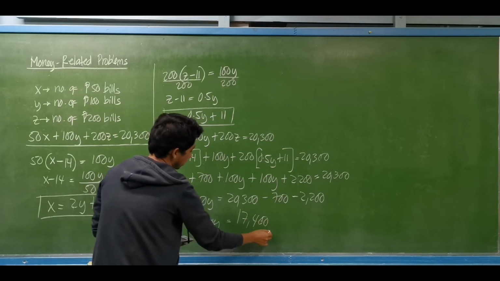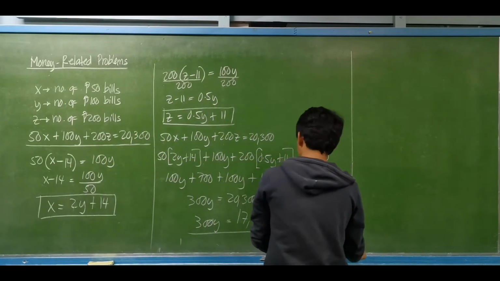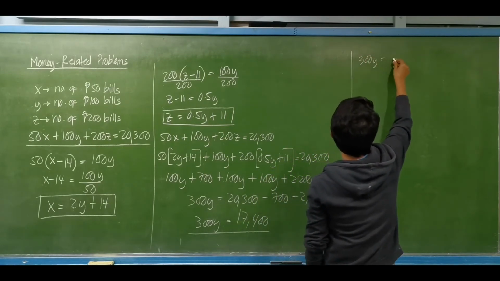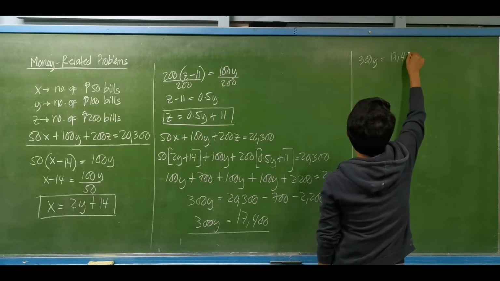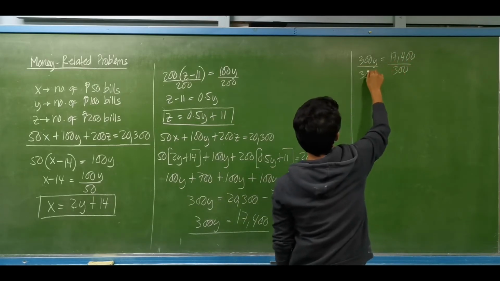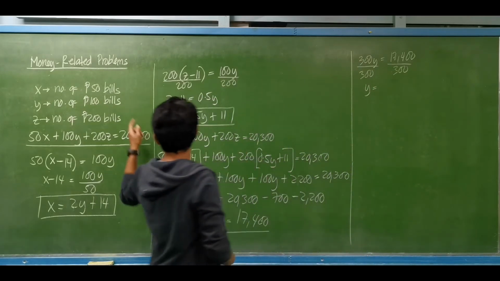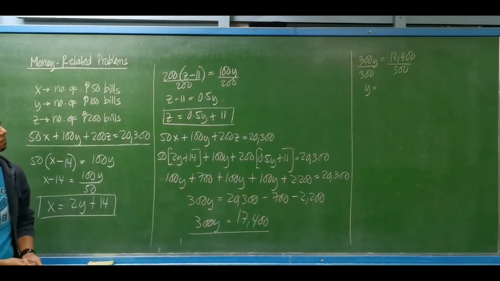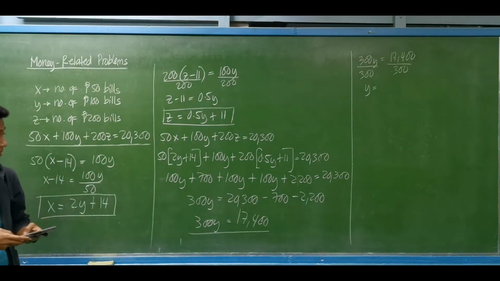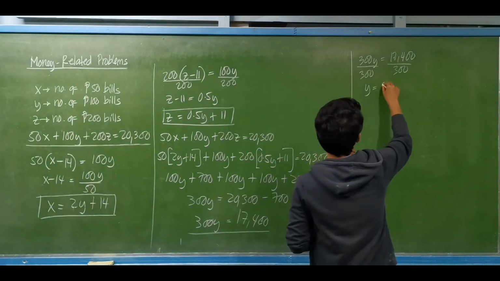So we have that as 17,400. So we can now have the value of y. This is 300 of y is equal to 17,400, dividing both sides of the equation by 300. Okay, so we have the value of y, that is the same as the number of the 100 peso bills. So we have 17,400 divided by 300. So we have that as 58.